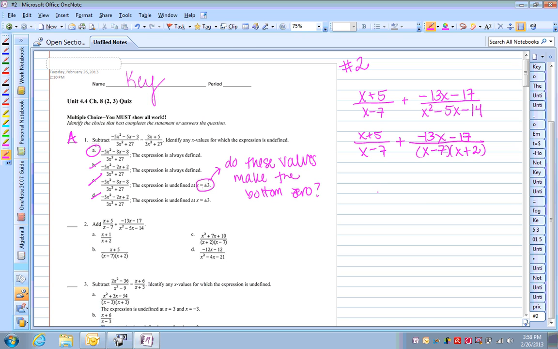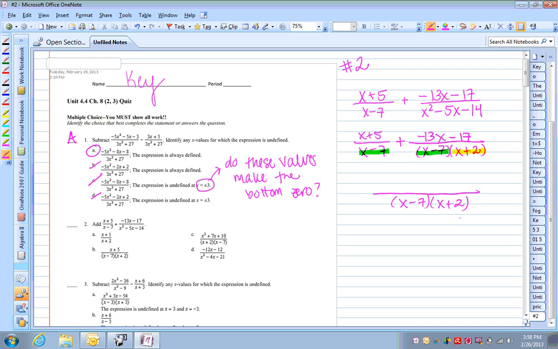Okay, now to find my common denominator, I always look at my terms. I have an x minus 7, I have another x minus 7, and then I have an x plus 2. Well, I never write a factor more than once. So for my common denominator, I have two of the same factor, but I only write it once: x minus 7, and then I write x plus 2. So that is my common denominator.